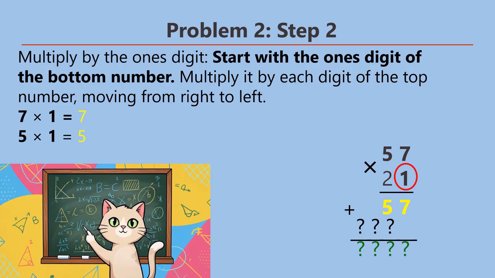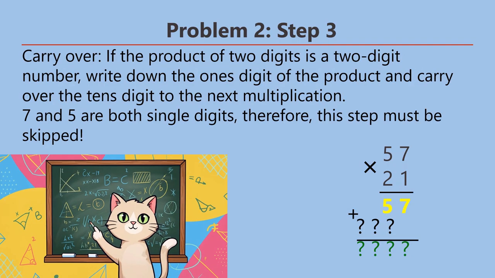Step 2. Multiply by the ones digit. Start with the ones digit of the bottom number. Multiply it by each digit of the top number, moving from right to left. 7 times 1 is equal to 7, 5 times 1 is equal to 5.